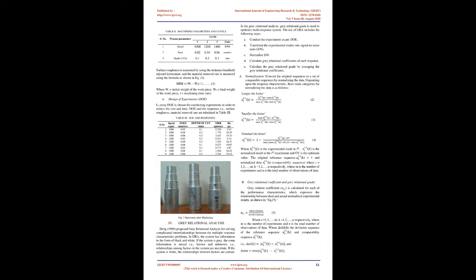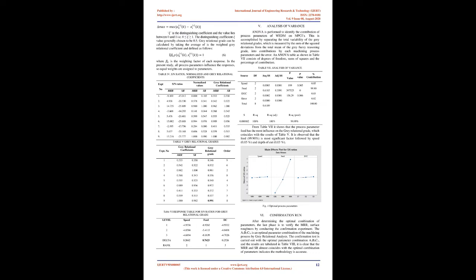3. Machining and measurement. The machining experiments were performed employing an MTAB Flex Turn CNC turning center under dry conditions at room temperature, with 3 process parameters at 3 levels each as shown in Table 2. High-speed steel, HSS, tool was selected for machining of MMC. Surface roughness is measured by using the Mitutoyo handheld Talysurf instrument, and the material removal rate is measured using the formula as shown in Eq. 1.